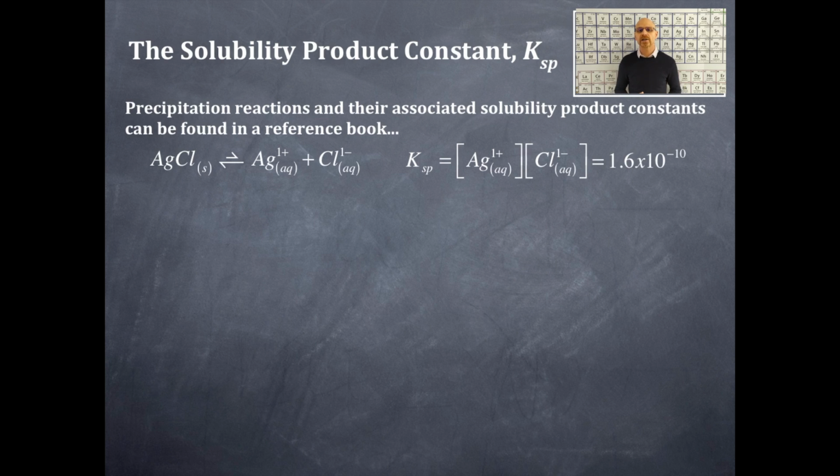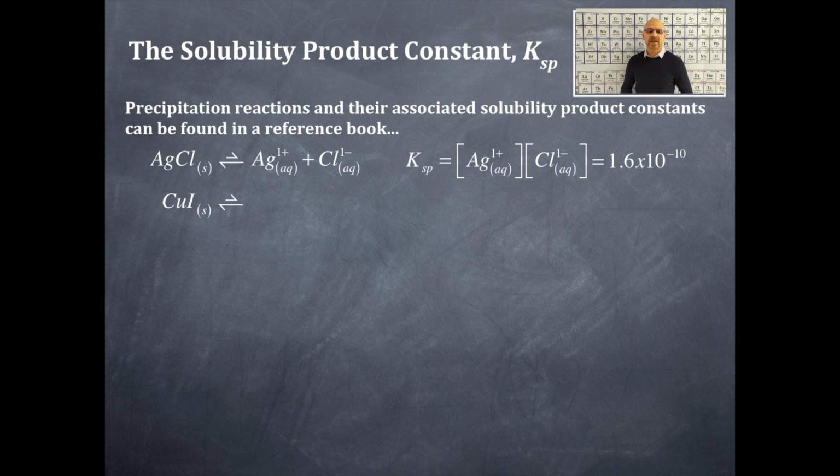We can look this value up inside that reference textbook, in the appendix of your textbook, and it is 1.6 times 10 to the negative 10. Notice that this is times 10 to the negative 10, so it is certainly reactant favored because that value is less than 1.